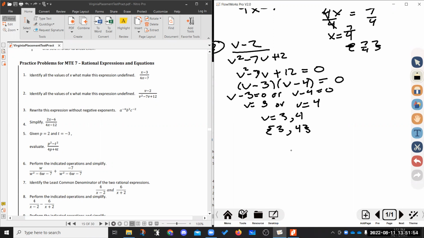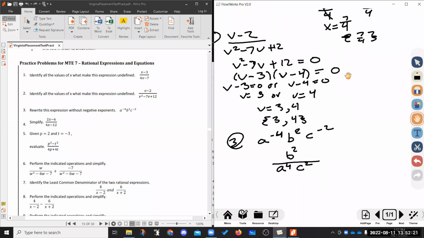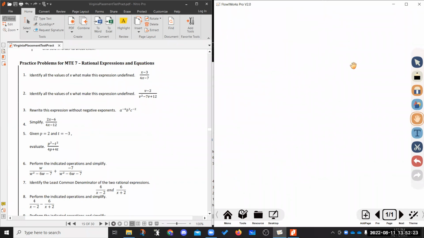Okay. Rewrite the expression without negative exponents. A to the negative 4th, b squared, c to the negative 2nd. So everything with a negative exponent is going to come to the denominator. I believe we talked about that in our MTE 6 video. It's just a refresher on what happens with negative exponents.